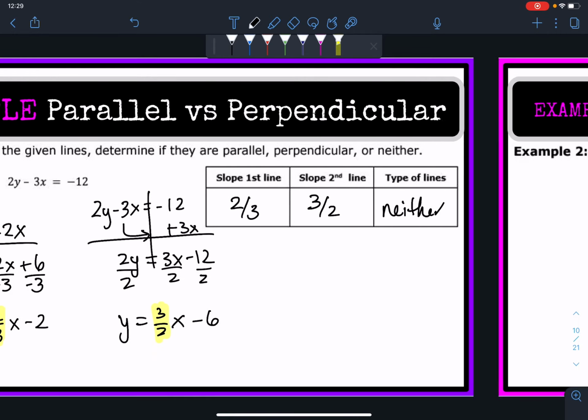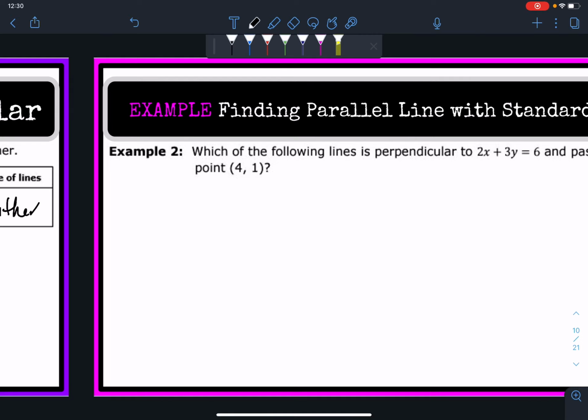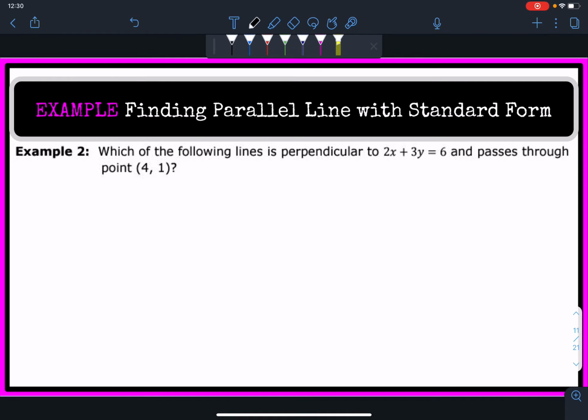Let's move on to our next example. Let's see, in this example, which of the following lines is perpendicular to this one? So we want to create the equation of a line again. y is equal to mx plus b. But we need to identify the slope of our new line and use this point, this x and y value, to figure out the value of b.